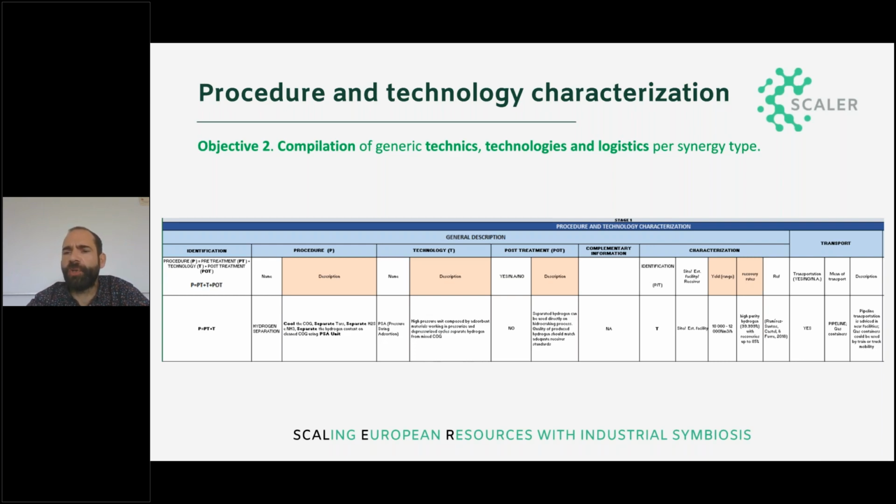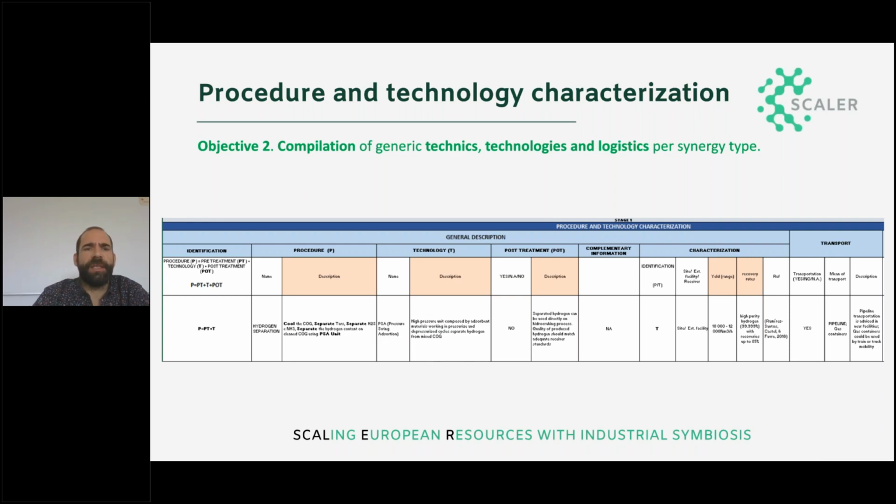Later on, we move to the characterization of the transportation, not only by defining if it was a required transportation or not, but also defining the means of transport that are associated to this synergy, and also the description. This general information that we define on stage number 1 allows us to compile all the generic techniques, technologies, and logistics for each synergy type.